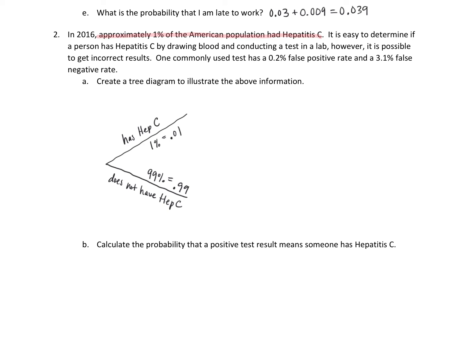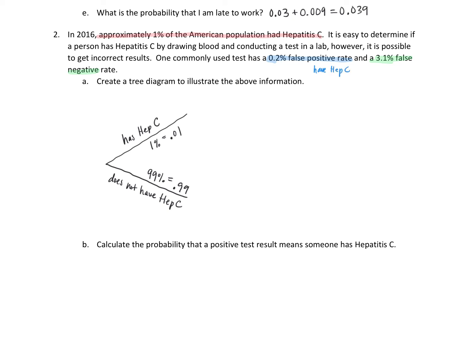Okay, so then it tells us it's easy to determine if they have it, but it's possible to get incorrect results. They tell us about a false positive and a false negative. So let's think about what it means to get a false positive. A false positive means you take a test and it says you have Hep C.